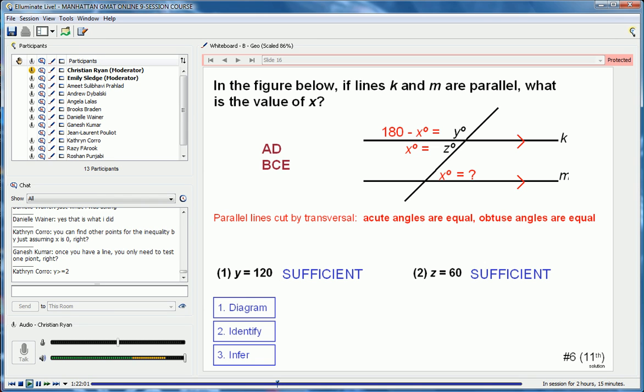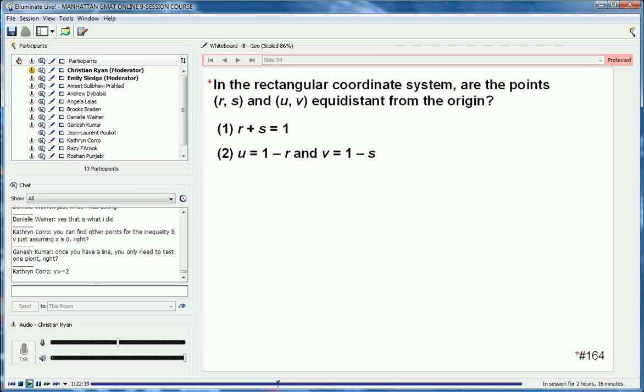We'll do one more and then switch over. This is an advanced problem we're going to do right here. So again, the answer is D on this one. Here is the last geometry problem of the day. Number 164, almost at the end of the official guide. Here you go.